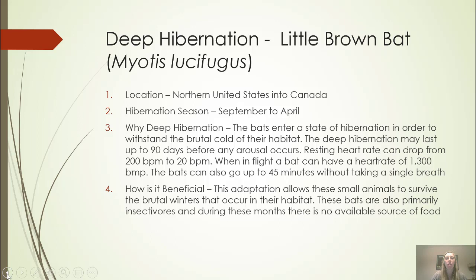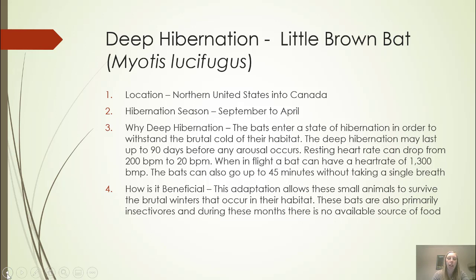These bats are located in the northern United States and up into Canada. They hibernate from September to April. The females tend to hibernate first. Males might stay a little more active even into November, especially the younger males. So the bats will enter a state of hibernation in order to withstand the brutal cold of their habitat. The deep hibernation may last up to 90 days before any kind of arousal occurs.